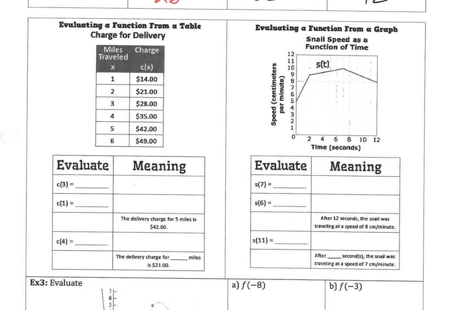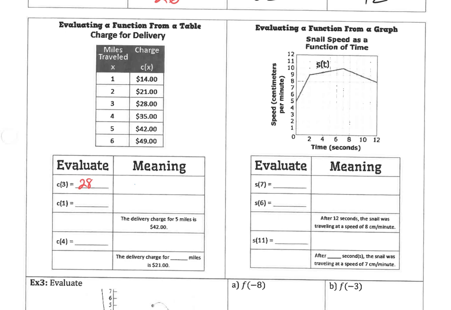Looking at that first example, we see c of 3, which means that my domain value is 3. If I look at 3 here, and I go over, I can find the corresponding range value, which means that the cost for driving 3 miles is going to be $28. And again, that's our meaning. If you've driven 3 miles, then you have a cost of $28.